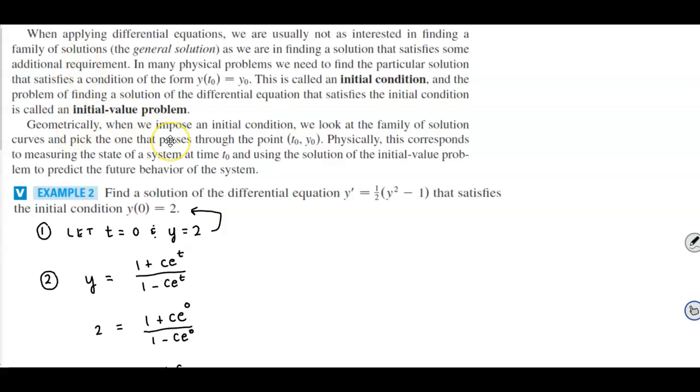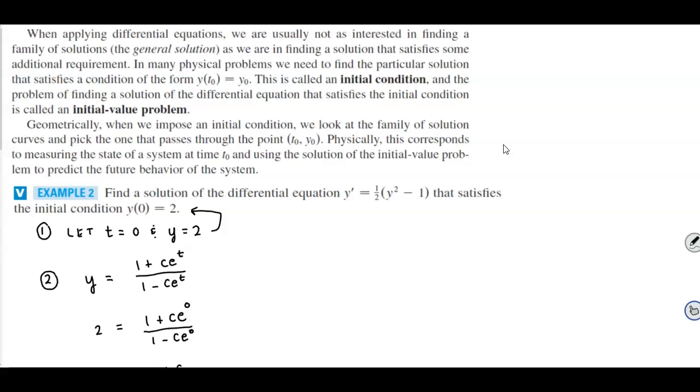When applying differential equations, we are usually not as interested in finding a family of solutions, the general solution, as we are in finding a solution that satisfies some additional requirement. In many physical problems, we need to find the particular solution that satisfies a condition of the form y of t₀ is equal to y₀. This is called an initial condition.